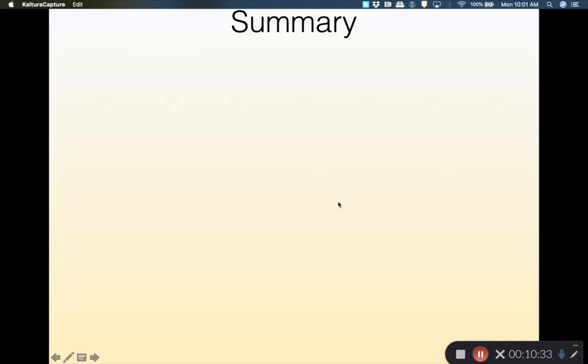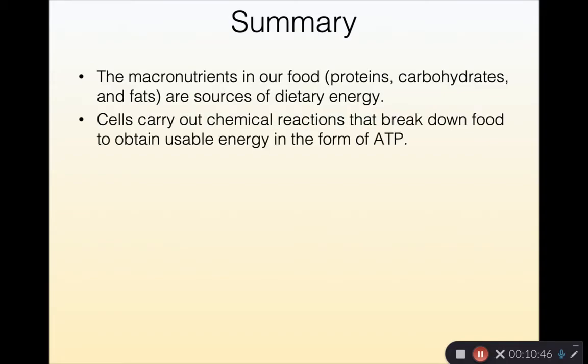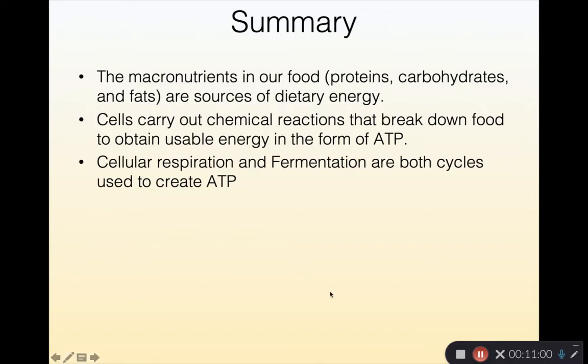So in summary for this module, the first thing that we want to understand is that the macronutrients in our food, proteins, carbohydrates, and fats, are all sources of dietary energy. And cells carry out chemical reactions that break down our food, which allows us to obtain usable energy in the form of that oh so important molecule, ATP, adenosine triphosphate. And we also learned that both cellular respiration and fermentation are two processes that are used to create ATP. Cellular respiration creates much more ATP than fermentation. However, they both produce molecules of ATP.